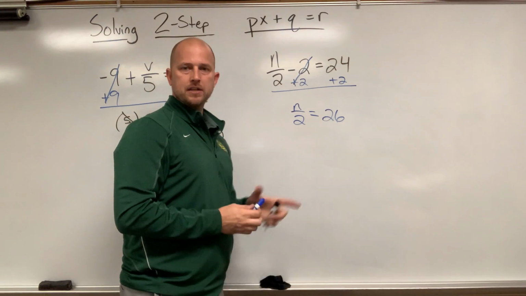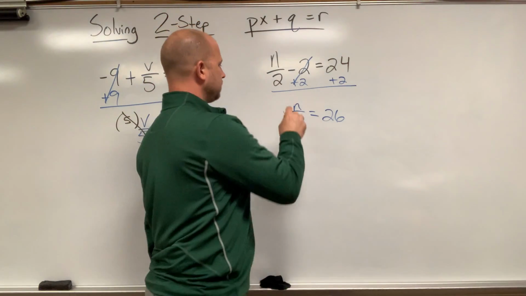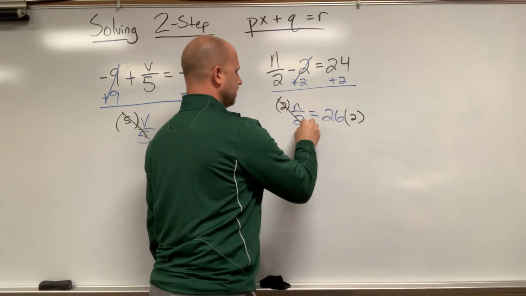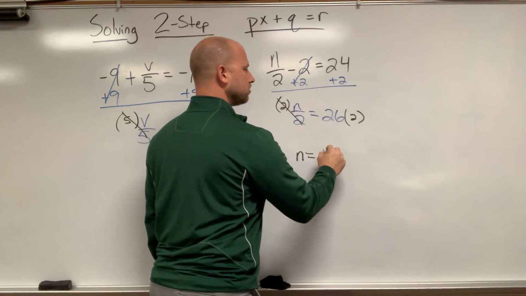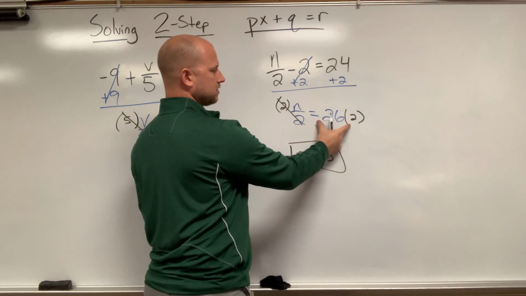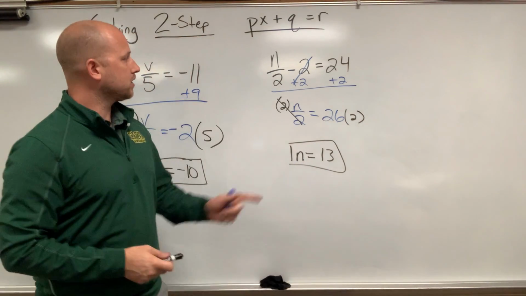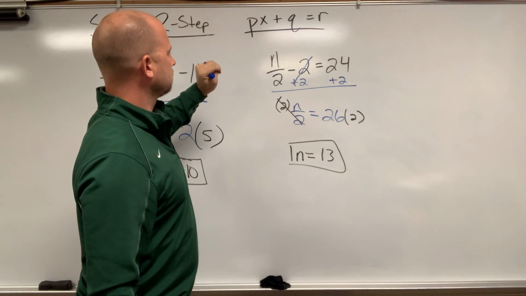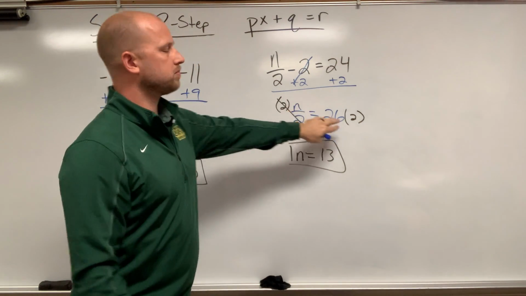Now we are dividing by 2. The opposite of dividing by 2 is multiply by 2. This cancels out. n equals positive 13 because the same signs are positive. Okay, you can plug it back in. I did something wrong. Oh, it's multiplied by 2.